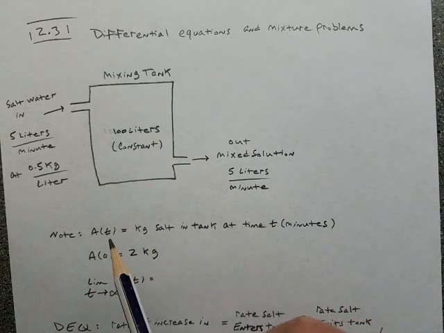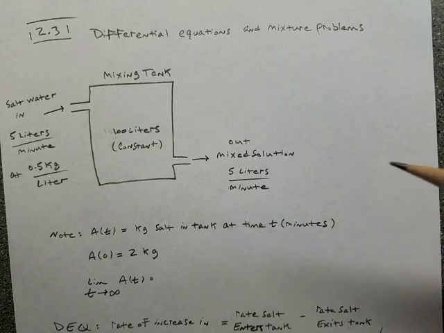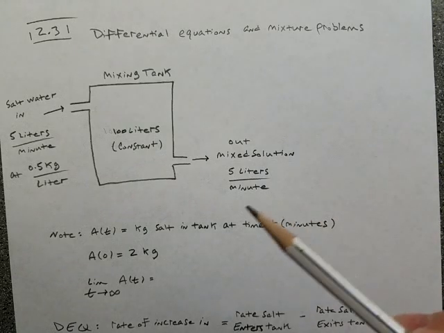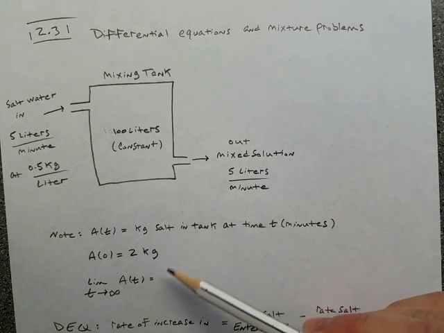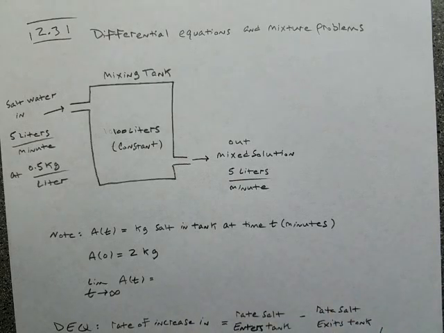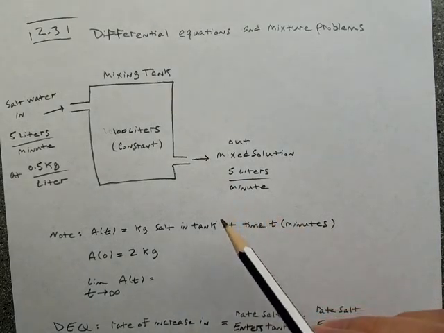All right, so when we're looking for the function A of t, it is the number of kilograms of salt in the tank at time t. t's in minutes. All right, now let's analyze some things about the function. That's what I'm calling the function. That's what I'm calling A of t.